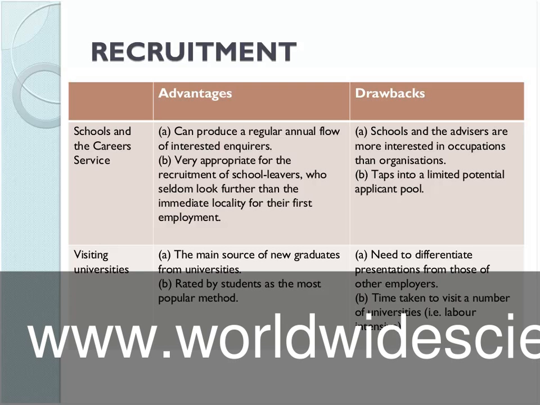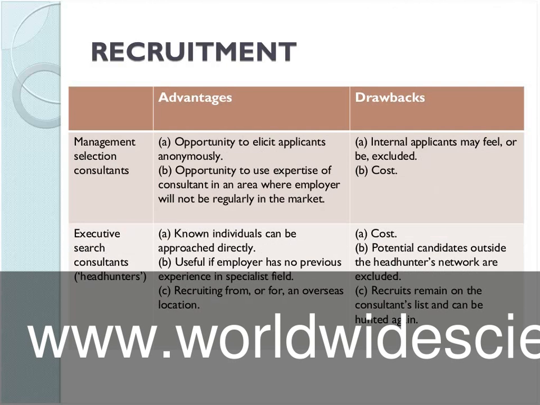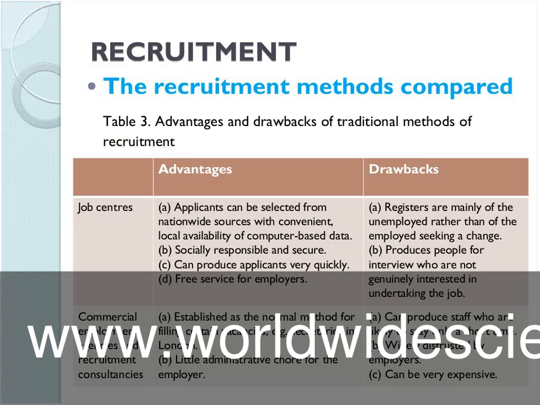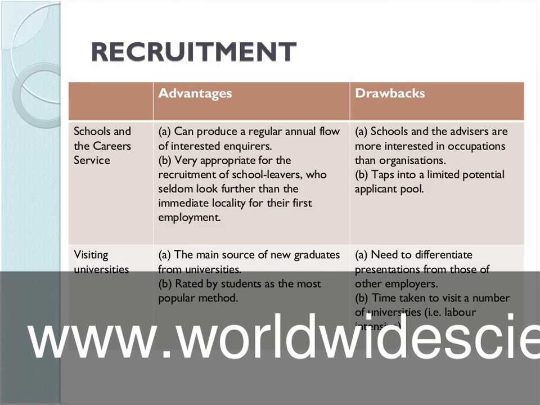So that's all. So we actually have six types of methods of recruitment: job centers, commercial employment agencies, management selection consultants, executive search headhunters, schools and the career services, and visiting universities. So here now we talk about recruitment advertising, how it actually is being provided.